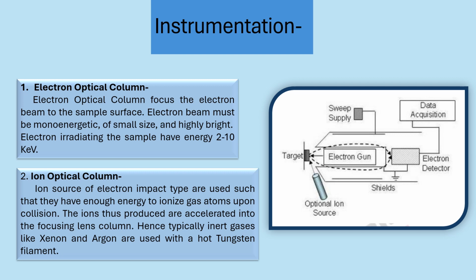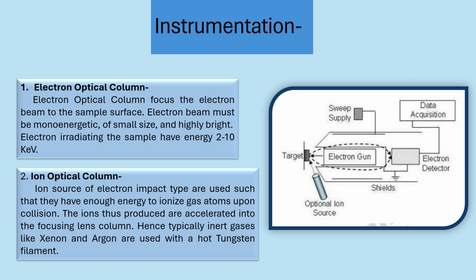The electron beam must be monoenergetic, of small size, and highly bright. Okay, and the electrons irradiating the sample should have energy of 2 to 10 kiloelectron volt to have the irradiation, right?